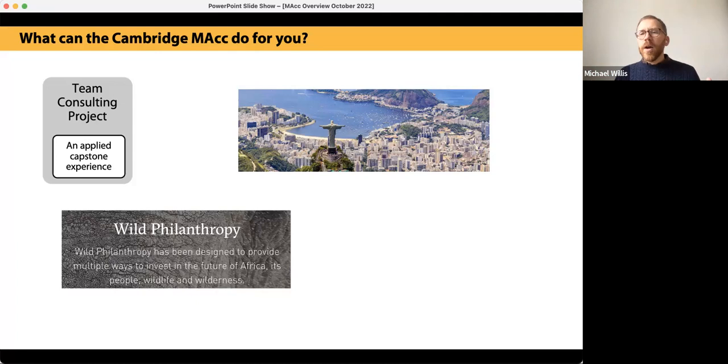So the team consulting project doesn't necessarily have to be related to accounting. It certainly doesn't have to be technical in nature. Many of our students choose projects that are very strategically focused. Others are more implementation focused on technology or around financial reporting. It just depends on what the students themselves are interested in and what the client needs.